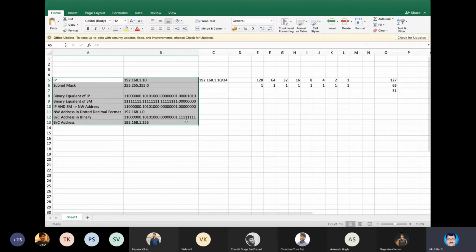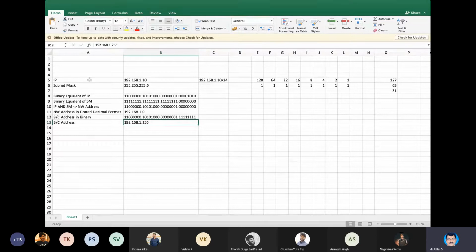So hope you are clear with this basics now. The IP address, subnet mask, and its binary calculations. All of you may please make a note of this. I'll wait for a few more minutes again. If any one of you have any doubts, you may please ask me.